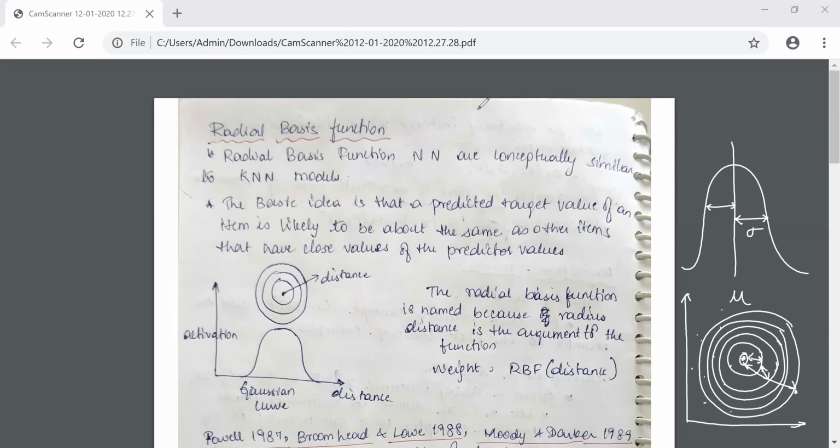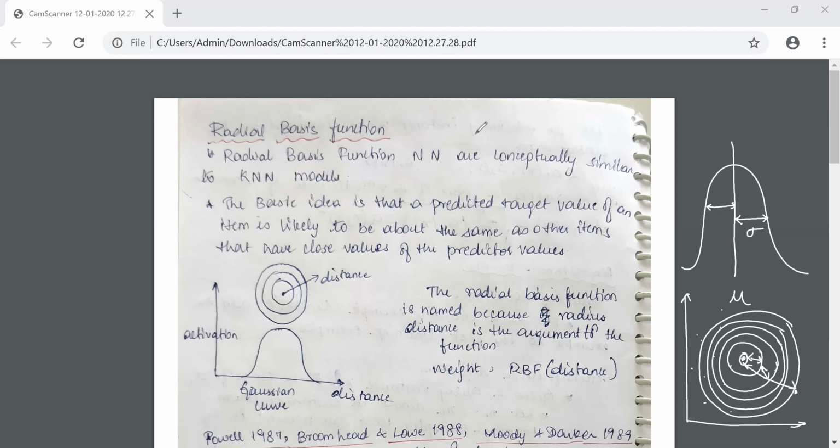So radial basis function with respect to neural networks are conceptually similar to the KNN models. The basic idea is that the predicted target value of an item is likely to be about the same as the other items that have close values of the predictor values, which means that when I consider, let me just start interpreting this with a different color so it is easy for you to understand.